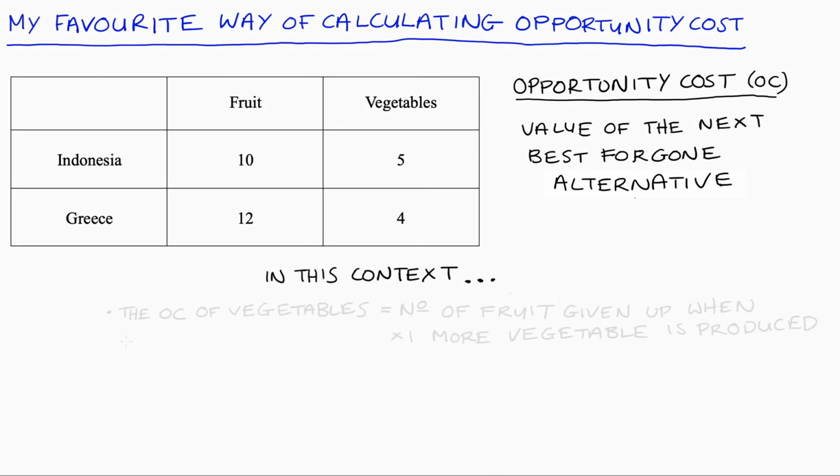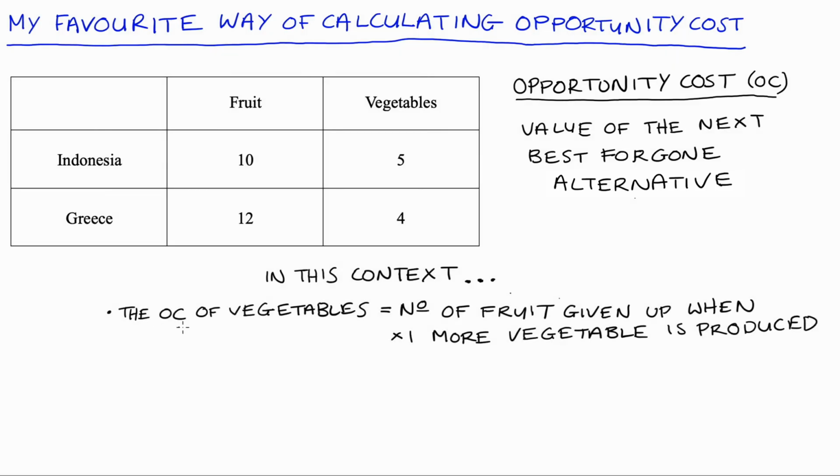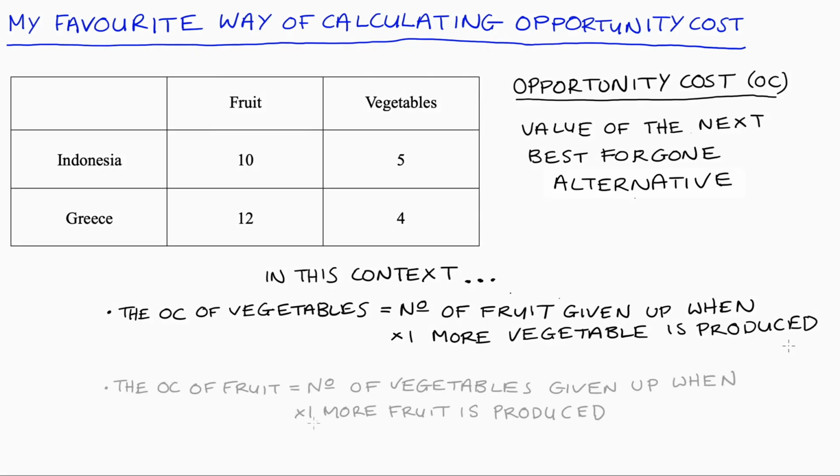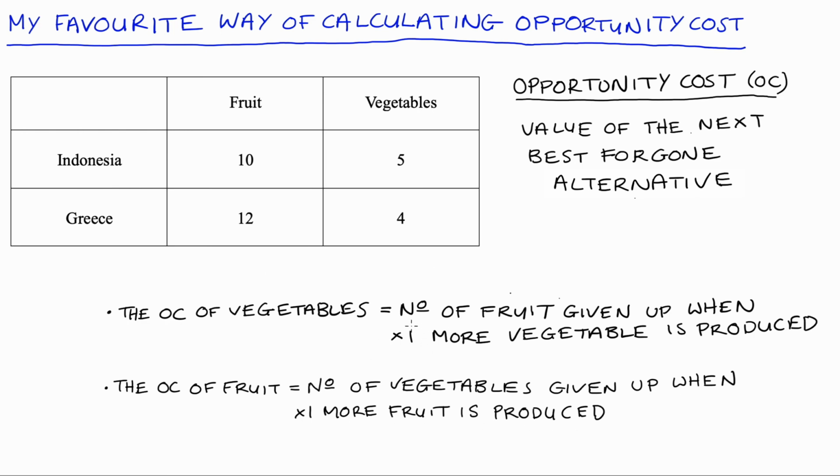In this context, the definition of opportunity cost translates to: the opportunity cost of making vegetables will be how much fruit is foregone or given up when one more vegetable is produced, and the opportunity cost of producing fruit will be equal to how many vegetables are given up when one more fruit is produced. And we do like to normalize our opportunity costs to be in terms of just one more of an item, because then we can easily compare them.